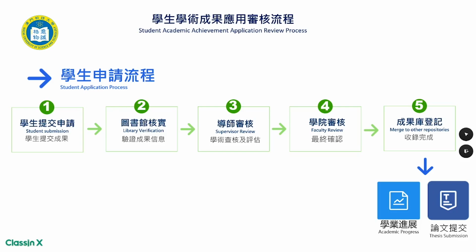And then, of course, after your supervisor approves, we have the faculty review, which is almost the last step. This step is a little bit easier because the library has already verified and the supervisor has verified, so it's just up to the faculty to check the final details. Usually, if you complete all this process, you can see that the article or the book chapter has been added to the database. And of course, afterwards, we will merge this to other databases.